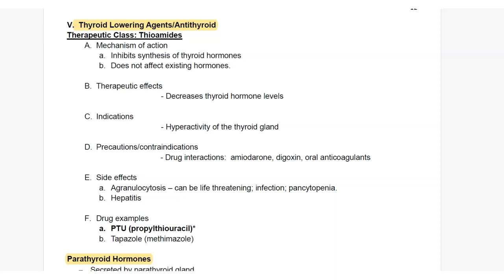Now, the therapeutic effect, of course, would be to decrease the thyroid hormone levels in the patient's body, and the indication is hyperactivity of the thyroid gland causing hyperthyroidism, or high levels of thyroid hormones.